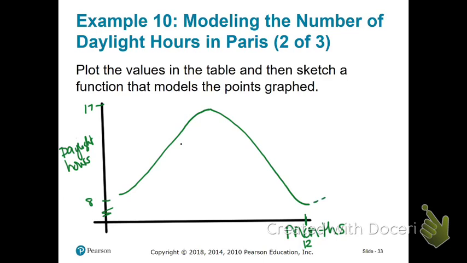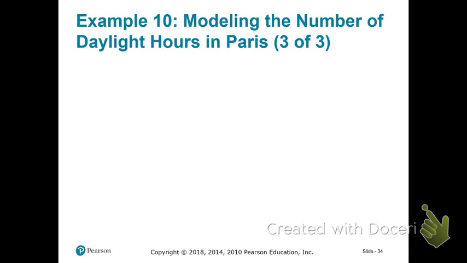We also know this is going to repeat itself because we expect about the same number of hours of daylight each month every year. Alright, so we have that there. And then they wanted us to write the equation for it.